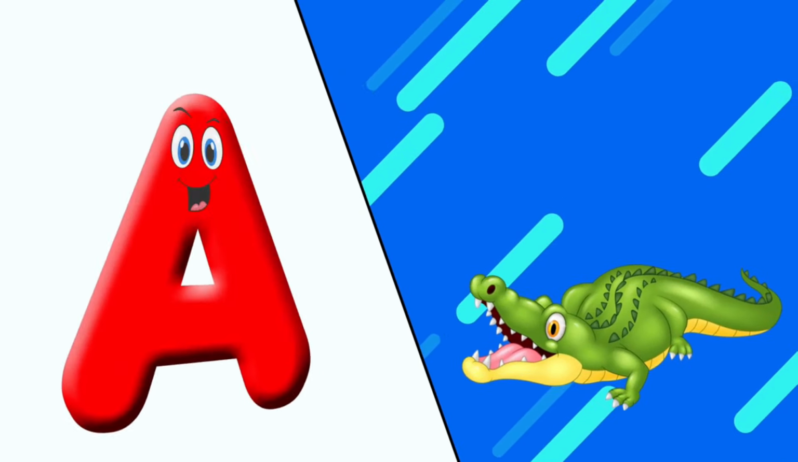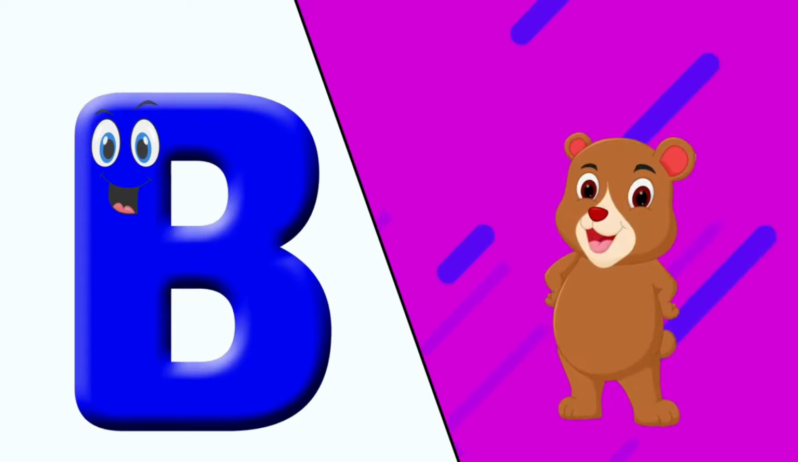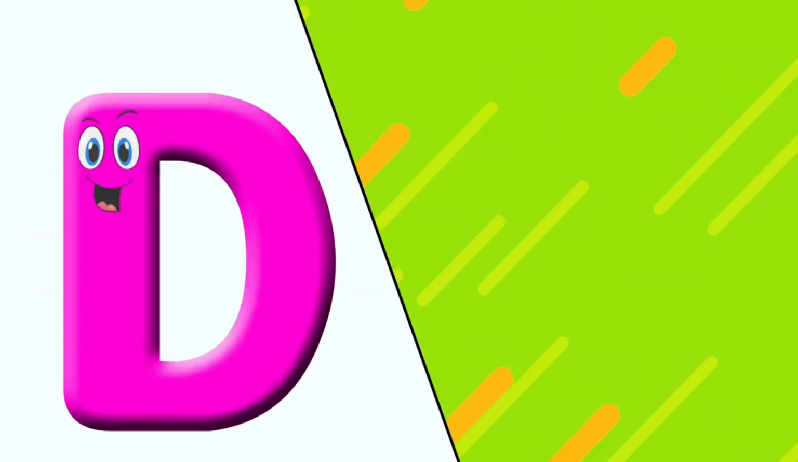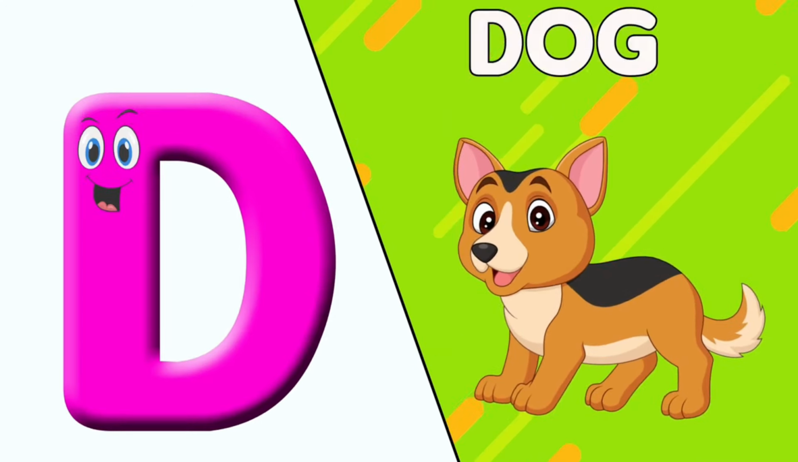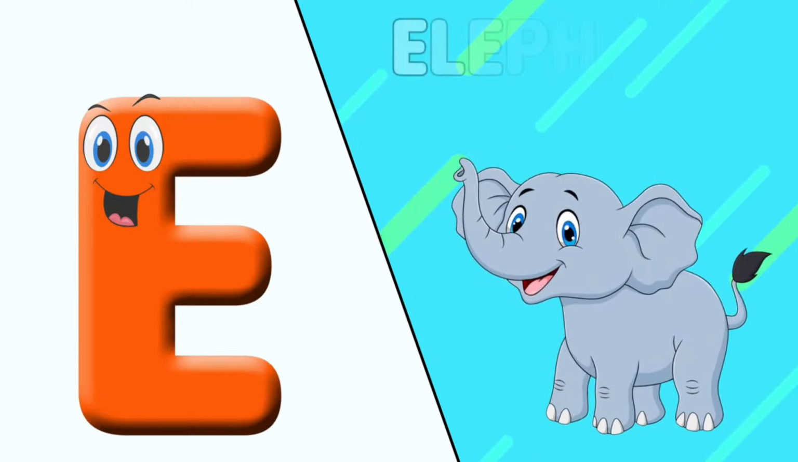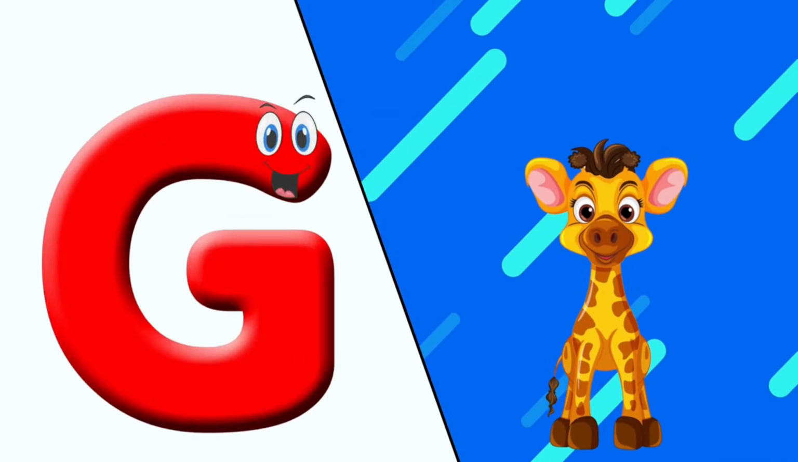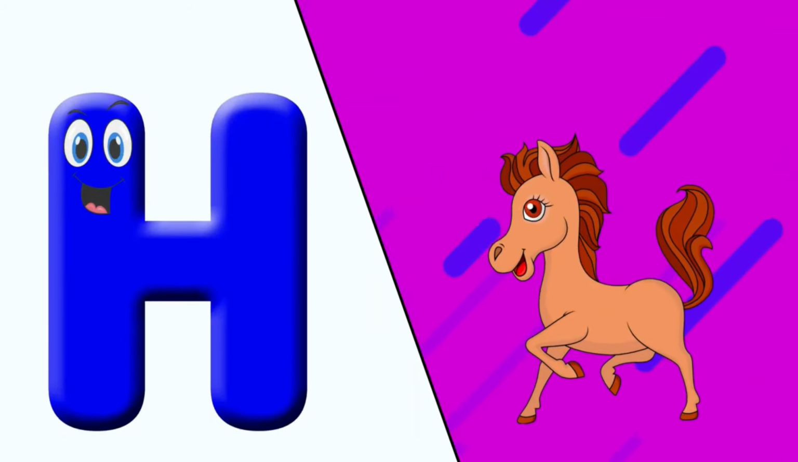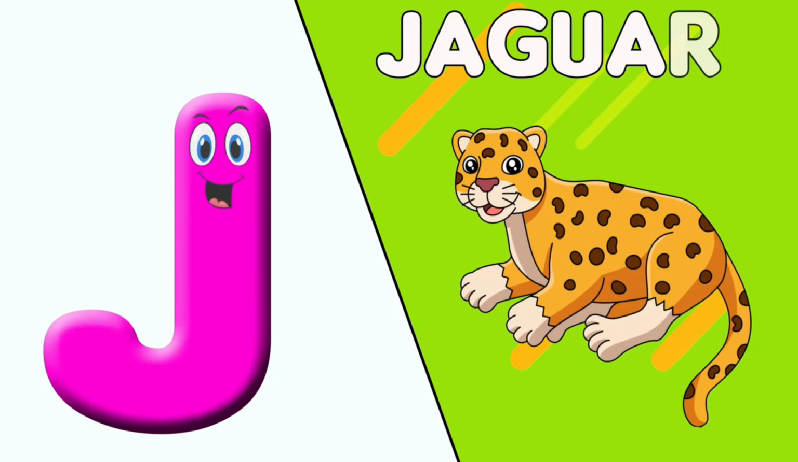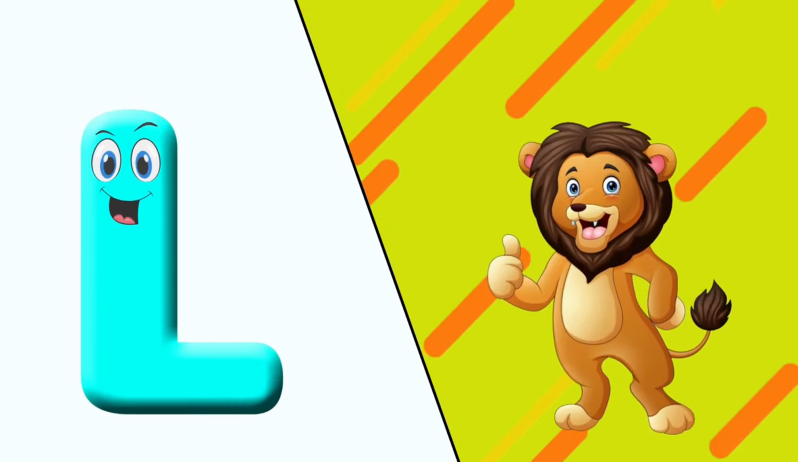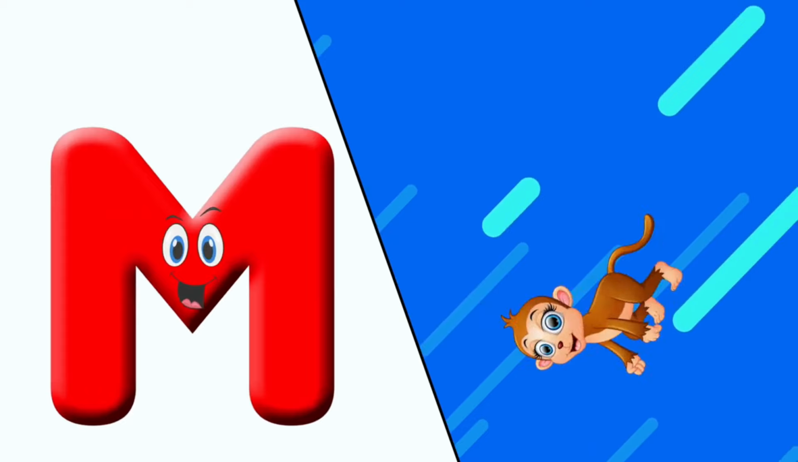A is for alligator. B is for bear. C is for cow. D is for dog. E is for elephant. F is for fox. G is for giraffe. H is for horse. I is for iguana. J is for jaguar. K is for kangaroo. L is for lion. M is for monkey.